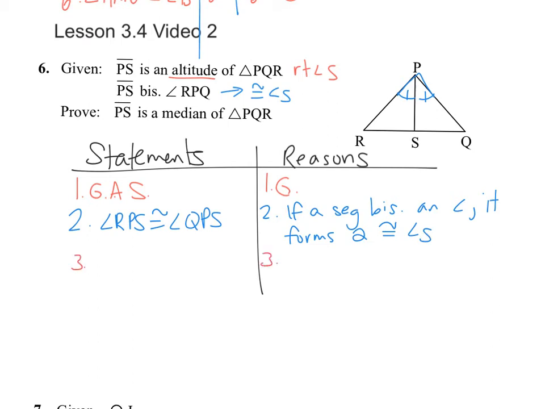Now I'm going back to my first given, and I'm looking for the right angles. So PS is an altitude. That's going to mean it's going to form right angles down here at RQ. So I'm going to say angle RSP and angle QSP are right angles.